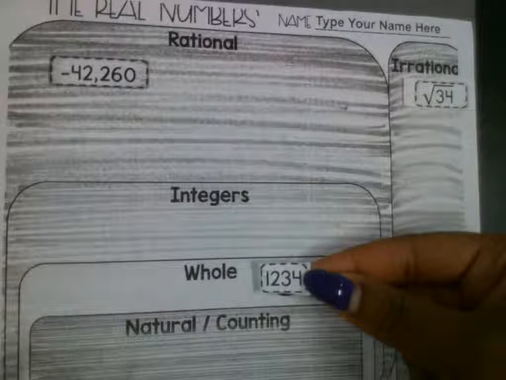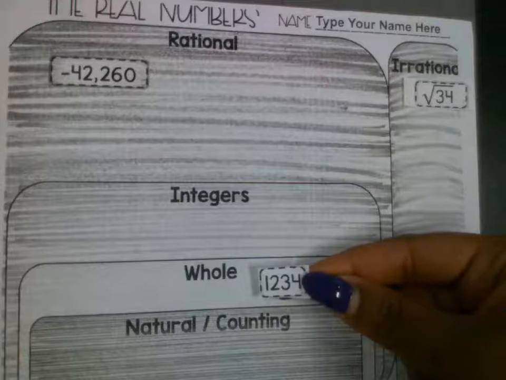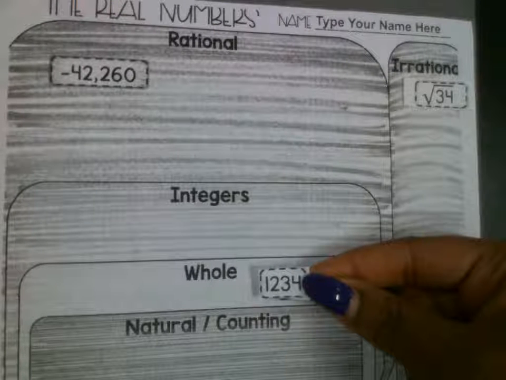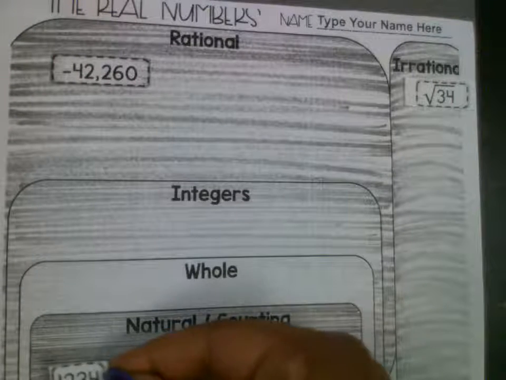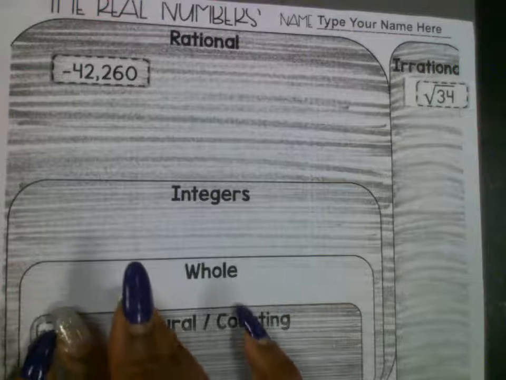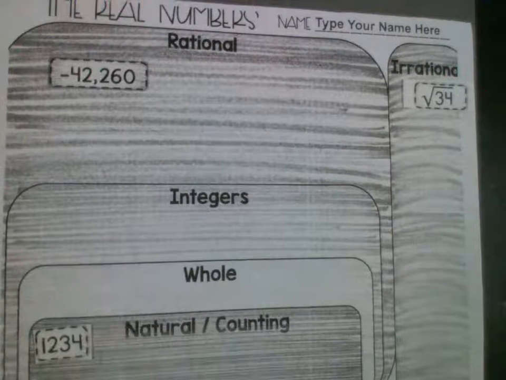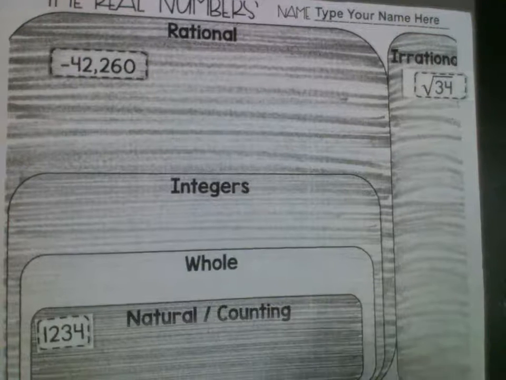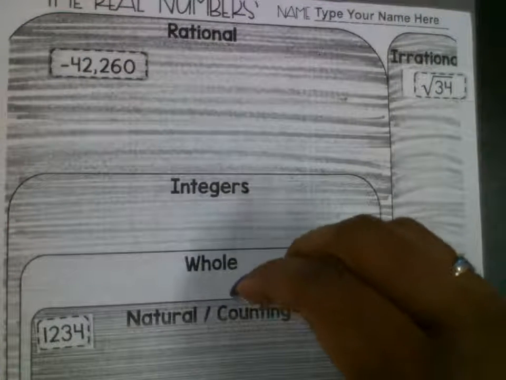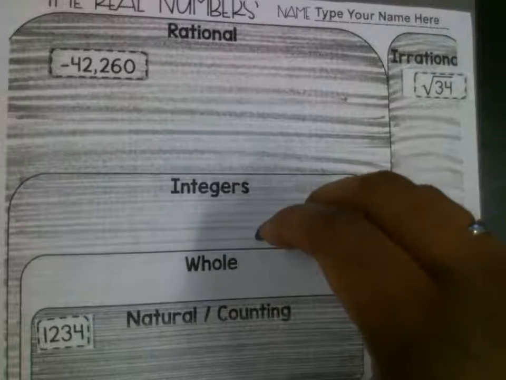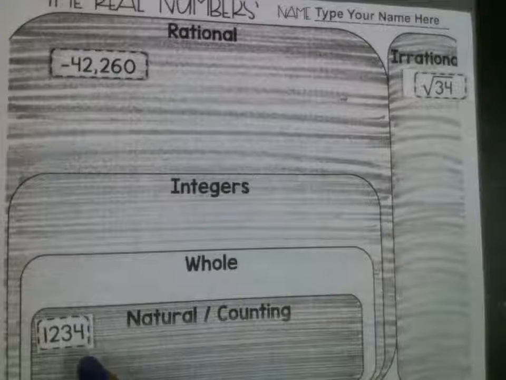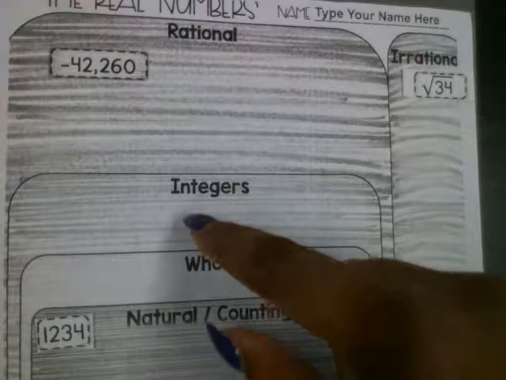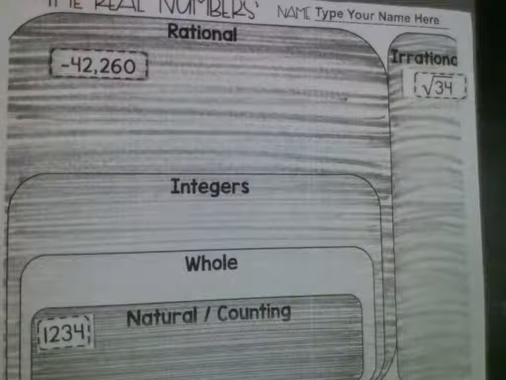So it's an integer. It doesn't have any fractions or decimals attached. Is it a whole number? Yes. It's not negative, and it does not have a fraction or decimal attached. Is it a natural number? Yes, it's a counting number. You might not want to count that high, but you could. That goes under natural. We put it in a natural box because the natural box is automatically in the whole number box, which is also in the integer box, which is also in the rational box. So this number is a whole number also. It's also an integer, and it's also a rational number. It's in all of those boxes.